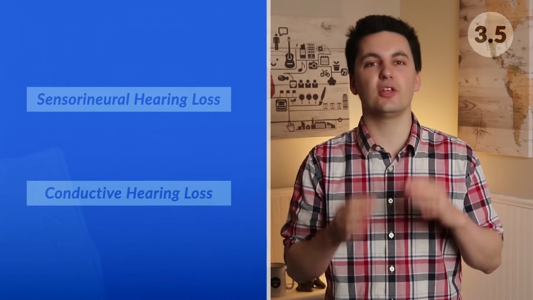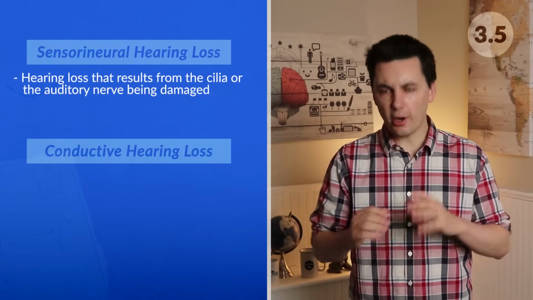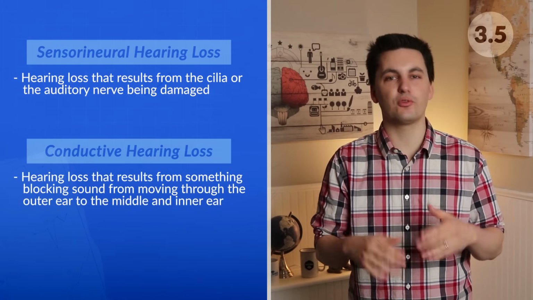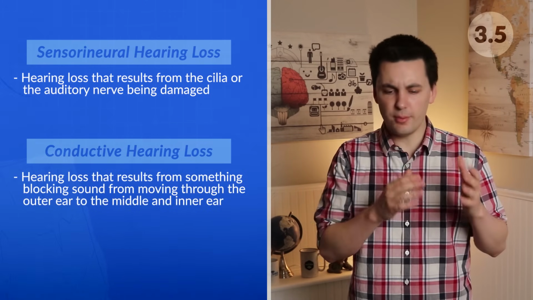Now, the last part of this section of Unit 3 deals with hearing loss. If an individual sees a decline in the clarity, loudness, and range of sounds and is no longer able to hear as they once did, it could indicate that the cilia and the auditory nerve may have been damaged. This type of hearing loss is known as sensorineural hearing loss, whereas individuals with conductive hearing loss have something blocking sound from moving through the outer ear to the middle and inner ear.